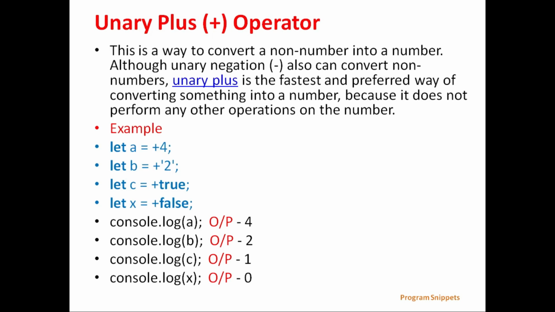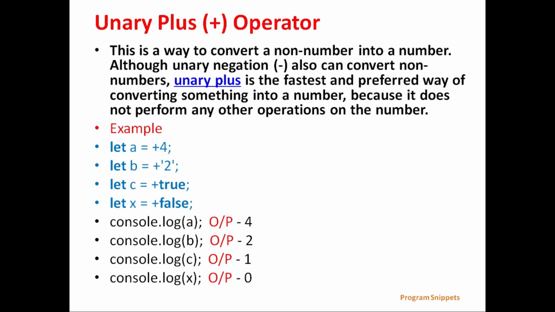Next is unary plus. This is the way to convert a non-number into a number. Although unary negation also converts non-numbers, unary plus is the fastest and preferred way of converting something into a number because it does not perform any other operations on the number. For example, if we assign plus 4 to a and we assign string 2 with plus sign to b, then plus true to c and plus false to x, and when we print a it will give the output 4. When we print b it will give the output 2. When we print c it will give the output 1 and when we print x it will give the output 0.